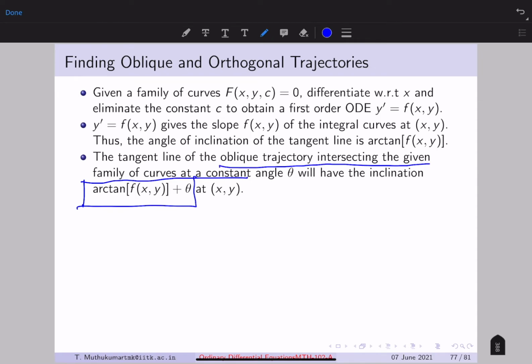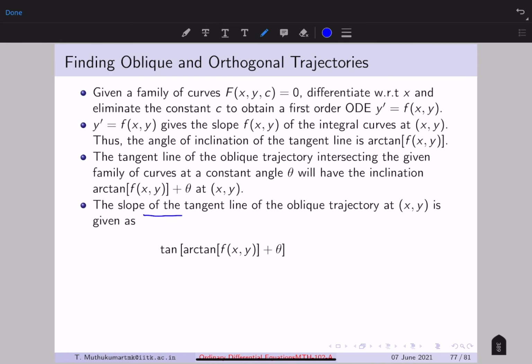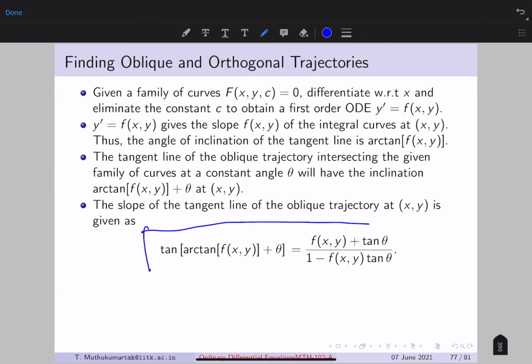So if that is the inclination of the tangent line, what is the slope of that? Tan of this. So the slope of the tangent line of the trajectory that we are interested to find, which will intersect at an angle theta, is tan of this. Now this is tan(A plus B). Use the formula for tan(A plus B), which is (tan A plus tan B) over (1 minus tan A tan B). So this is the slope of the tangent line of the curve that we are going to find, which will intersect the given curve at angle theta.